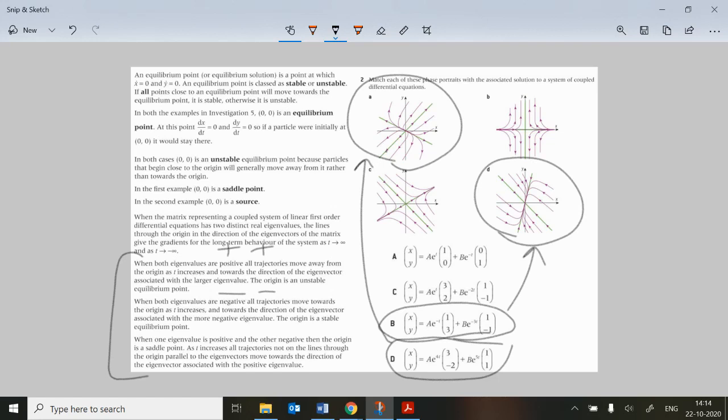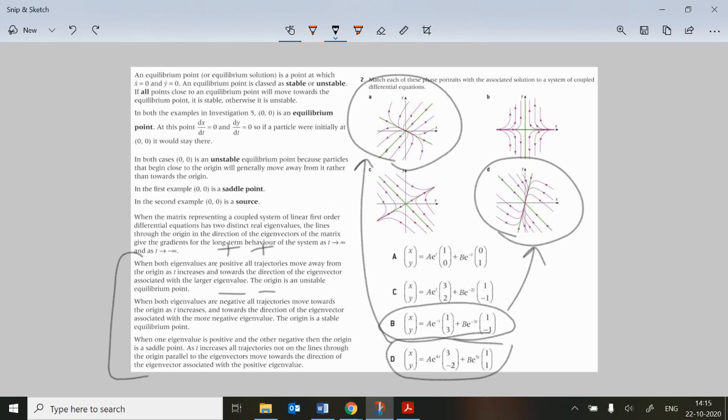Okay, now this one says that all trajectories move towards the origin as t increases. So we're moving towards the origin here. So if we're moving towards the origin, then in fact, I think I was wrong in talking about this being a saddle point. Perhaps I didn't talk about it being a saddle point. That one is your stable equilibrium. I think I said that earlier on. This one is stable. Hopefully I said that right earlier on. So this is stable.